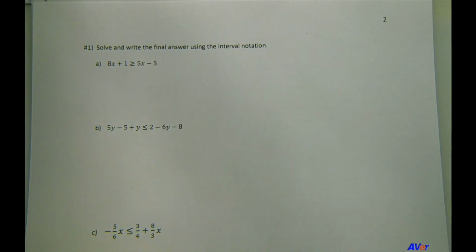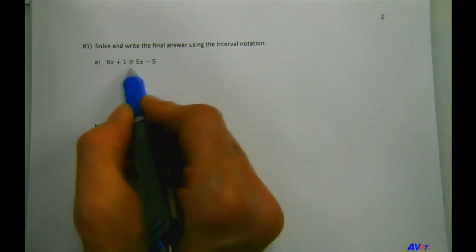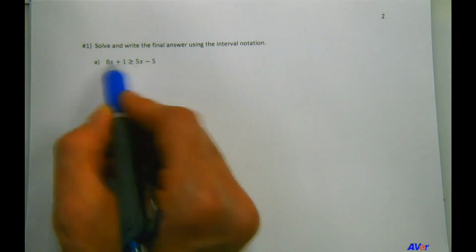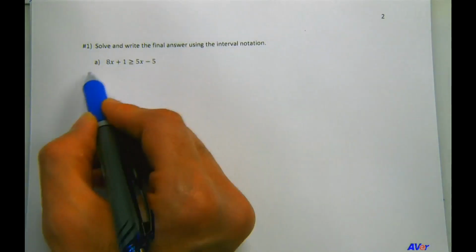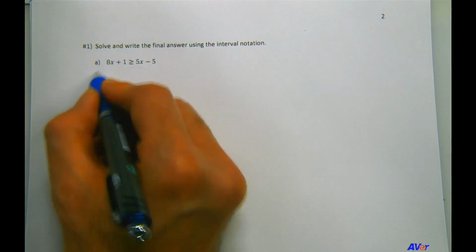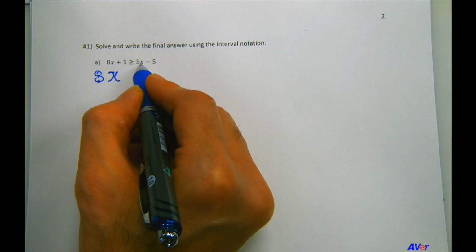So let's solve these. Okay, so to solve this inequality, we want to bring or isolate all the terms that have variables in them to one side and take all the constants to the other side. To do that, I will have 8x, right? 5x is on the right.